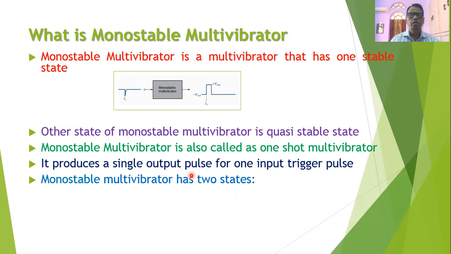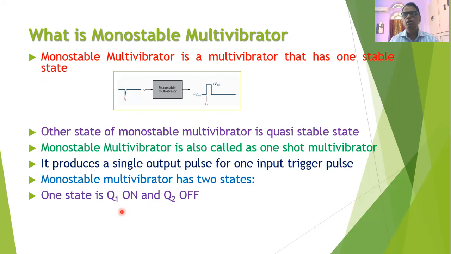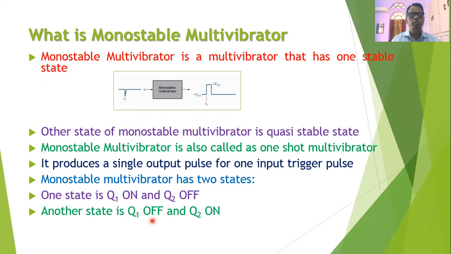Like astable multivibrator, monostable multivibrator also has two states. The first state is one transistor on and the other off, say for example, Q1 on and Q2 off. Another state is Q1 off and Q2 on. The circuit arrangements in multivibrator circuits are such that both transistors cannot remain simultaneously in the on state, or both simultaneously in the off state. So if one transistor is on, the other has to be off.